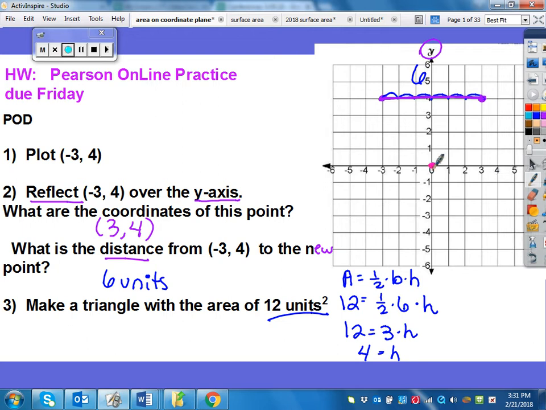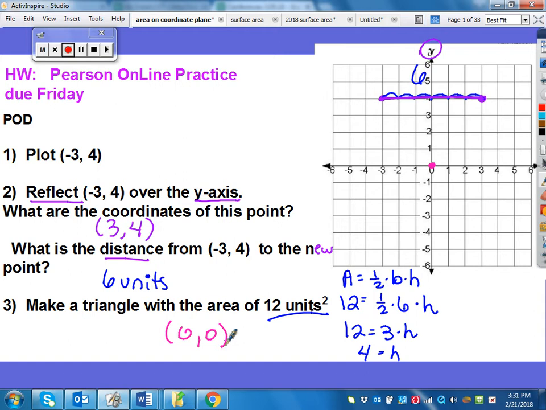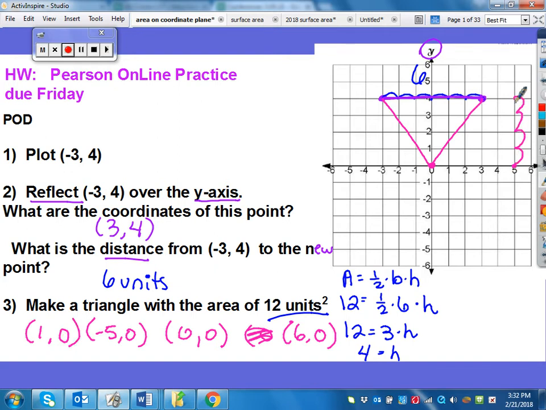If I plot 0, 0 at the origin, this triangle still has a base of 6 and now has a height of 4, which would completely work for our formula. Actually, anything along the x-axis would work. So if I had 6, 0, that would work. If I had -5, 0, that would work. 1, 0 would also work. Anything along that x-axis where the height of my triangle would be 4, 1, 2, 3, 4, would completely give me an area of 12 square units.